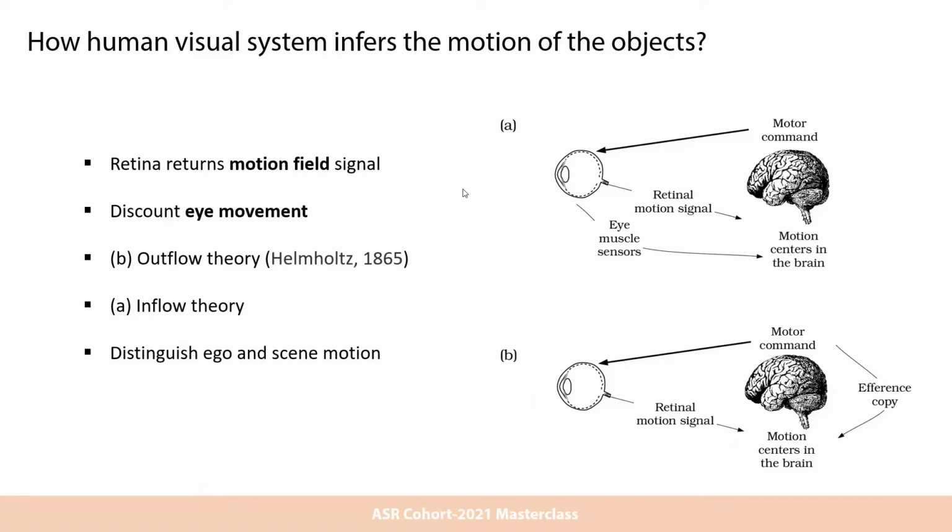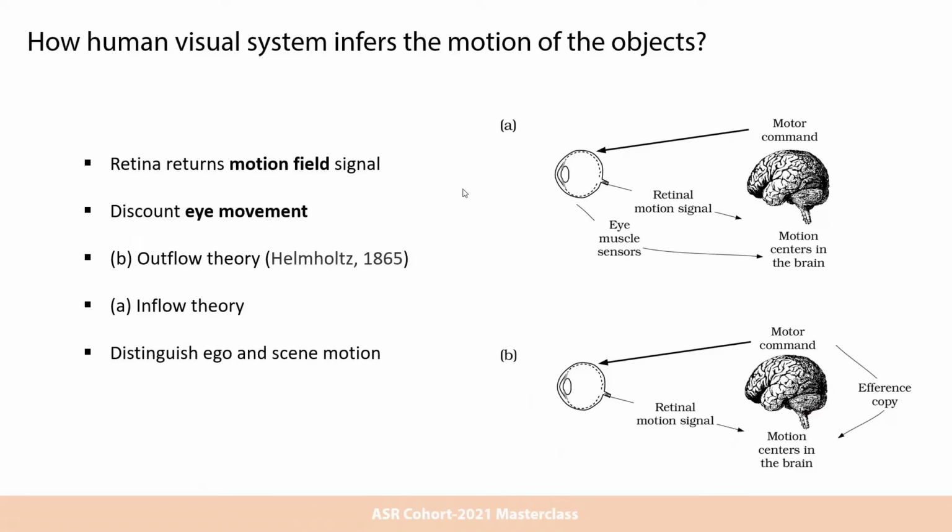So before we go to scene flow estimation, I'd like to give you some background knowledge about how the human visual system infers the motion of objects. As we all know, the retina behind our eyes is the place where the image falls, and some layers of neurons there can relay the motion field signal to our brain. However, our brain cannot directly infer the motion of the object from the motion field, because this motion field is the result of both eye movement and the object movement. So to infer the motion of the object, our brain needs to discount the eye movement.